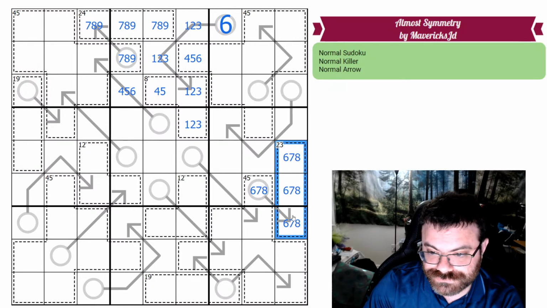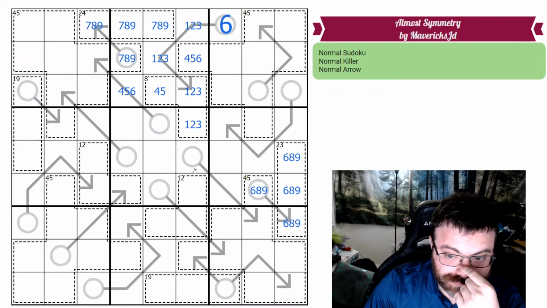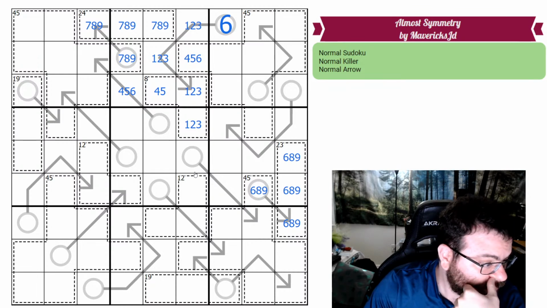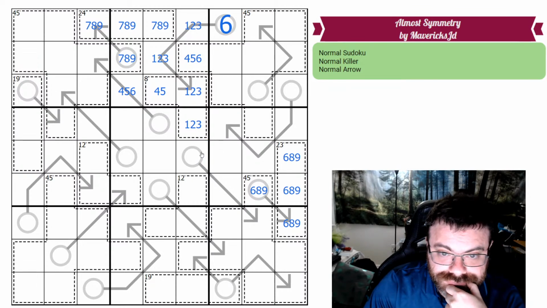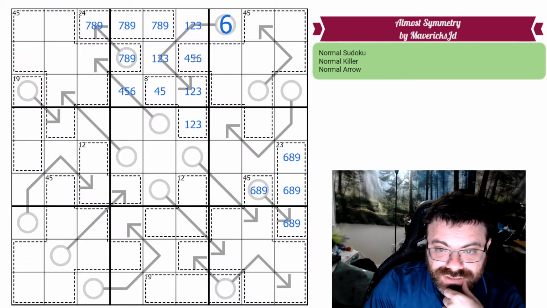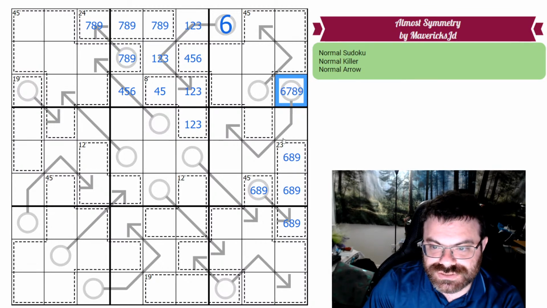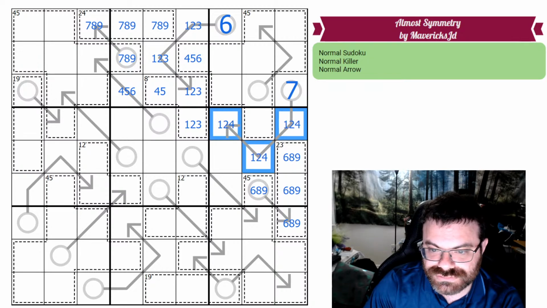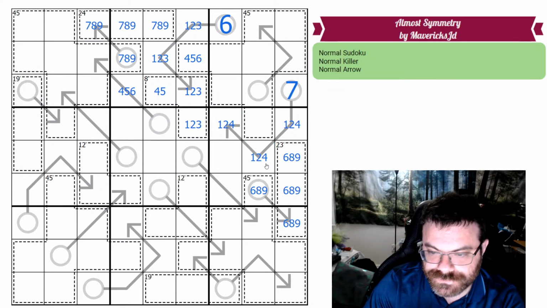Oh. I definitely mismarked that. Thank you. Luckily it didn't cause any trouble. This is either a duplicate of the 6 or it's a duplicate of this arrow. This is obviously, oh wait, this has to be 7, so this is 1, 2, 4. So then this is 3, 5, 7.